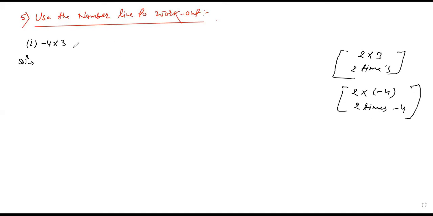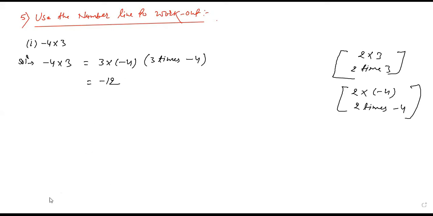Yes, sir. So here, the question is given minus 4 into 3. This minus 4 into 3 can be written like this: 3 into minus 4. 3 into minus 4 means 3 times minus 4. So this is actually equal to how much? Minus 12.